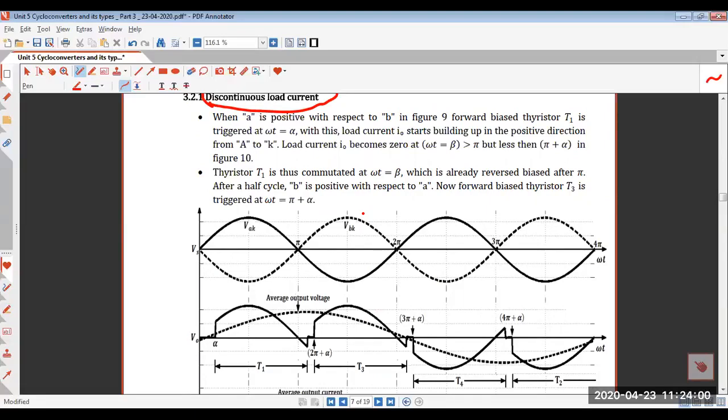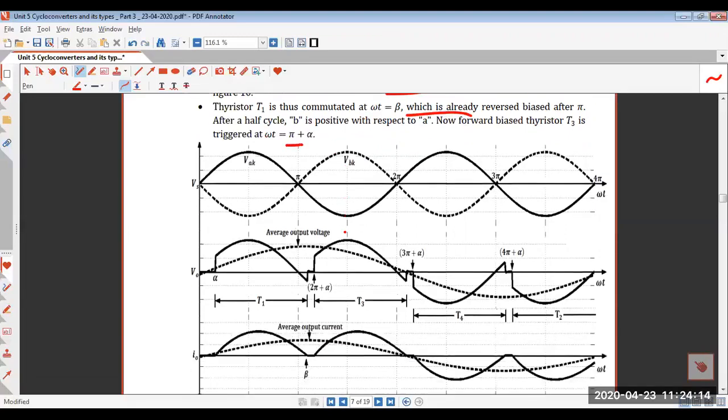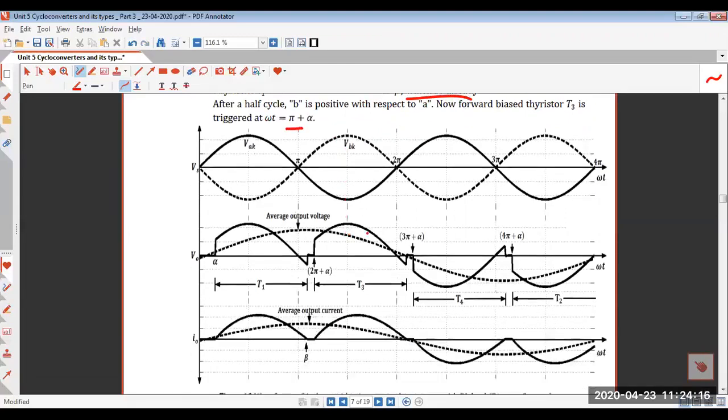Okay, so now let us study this one. A whole story has been mentioned here. If you go through these points, they have been summarized here, right? So let us understand the working through the waveforms. The very first waveform is the supply voltage, then we have the load voltage, and then the load current, right?